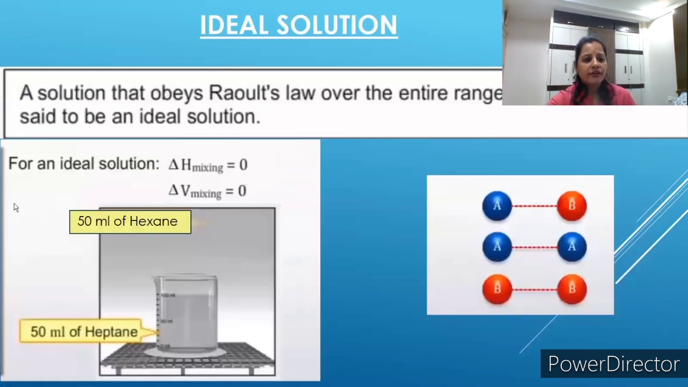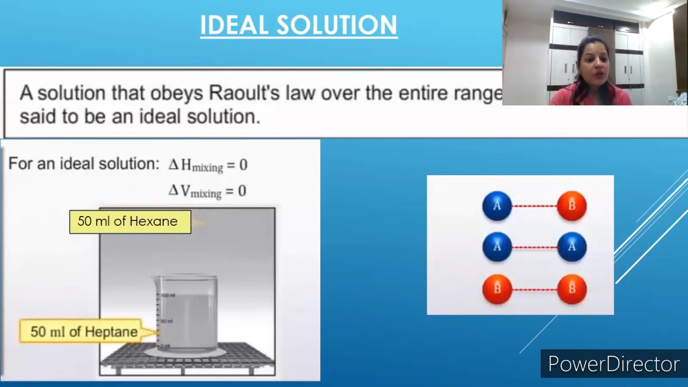Now, first let us see the ideal solution. The ideal solution is the one which obeys Raoult's law over the entire range of concentration. Now, what are the conditions of Raoult's law? What does it say? How should the solution behave? So, according to Raoult's law, the solution will be ideal only if delta H of mixing is 0 and delta V of mixing is also 0. The first condition is delta H mixing should be 0.